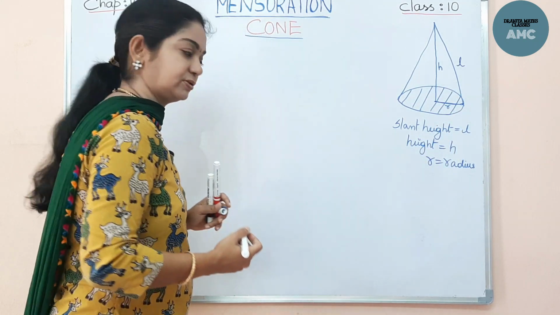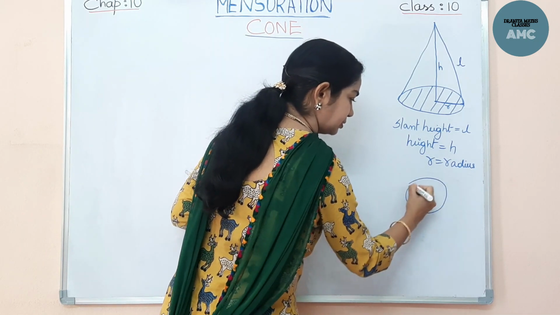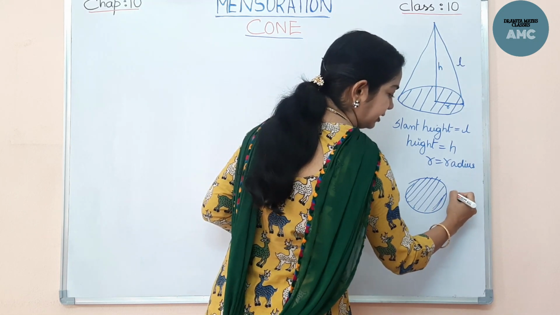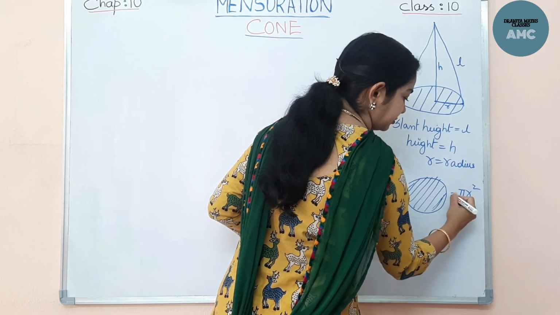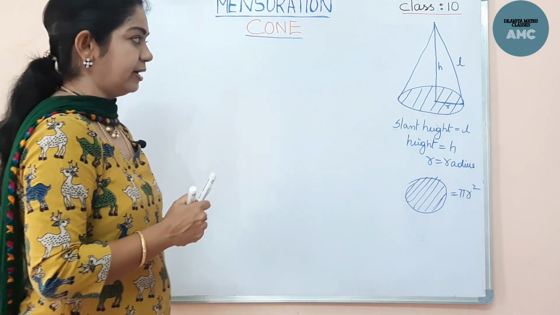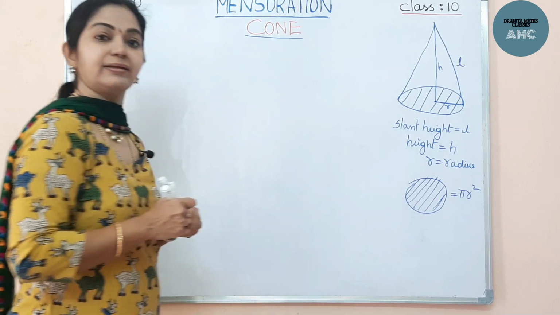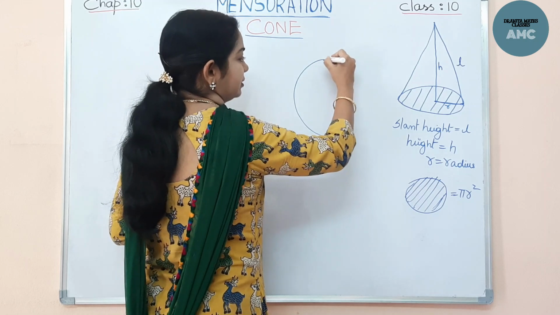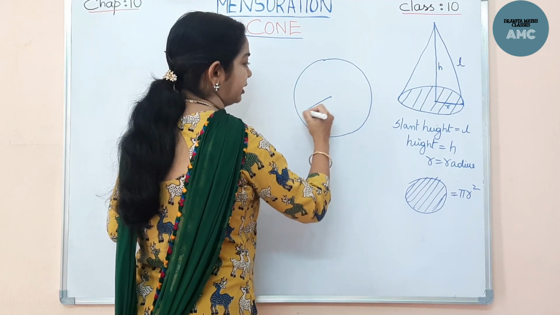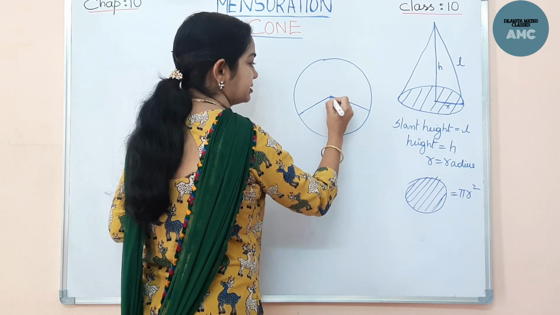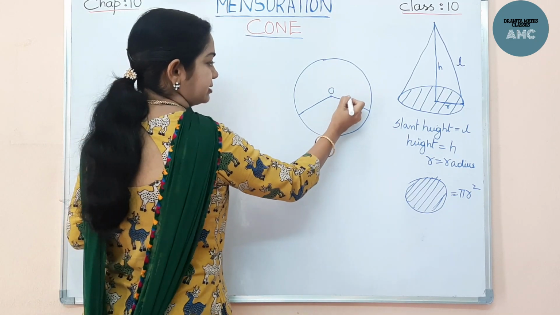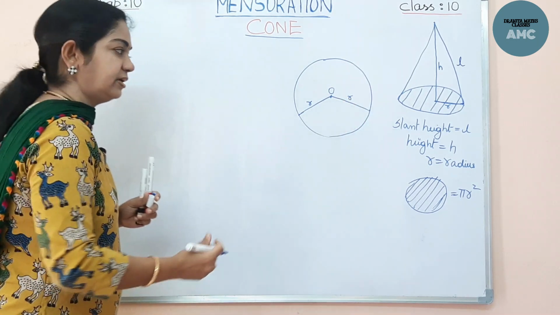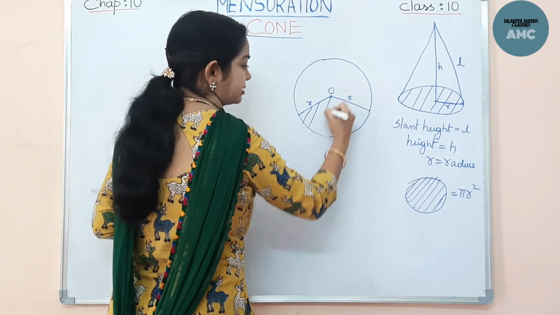Now this part is a circle. The area of the base here is a circle, so the area is equal to pi r square. Now I want to show you how you get a cone. Let me take a circle. Now if I take a sector, this is the center O. These are the radii, from the center to any end of the circle. Now this part is the sector.